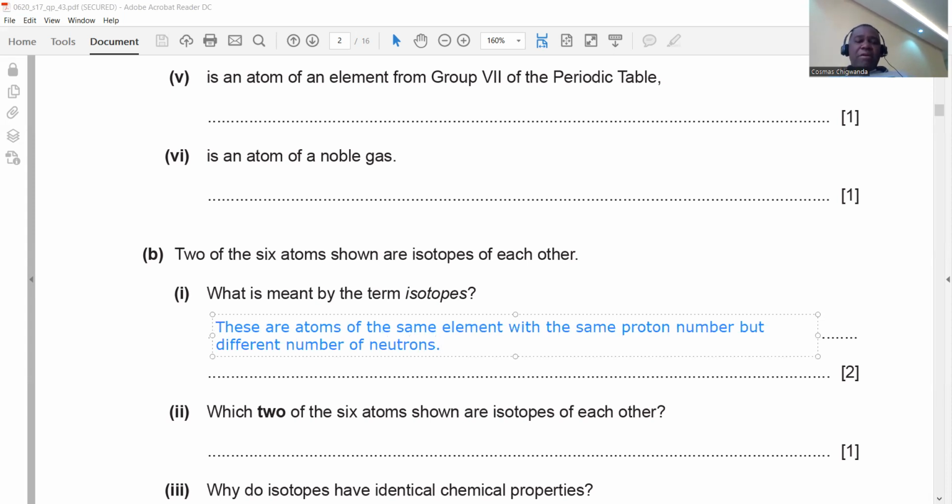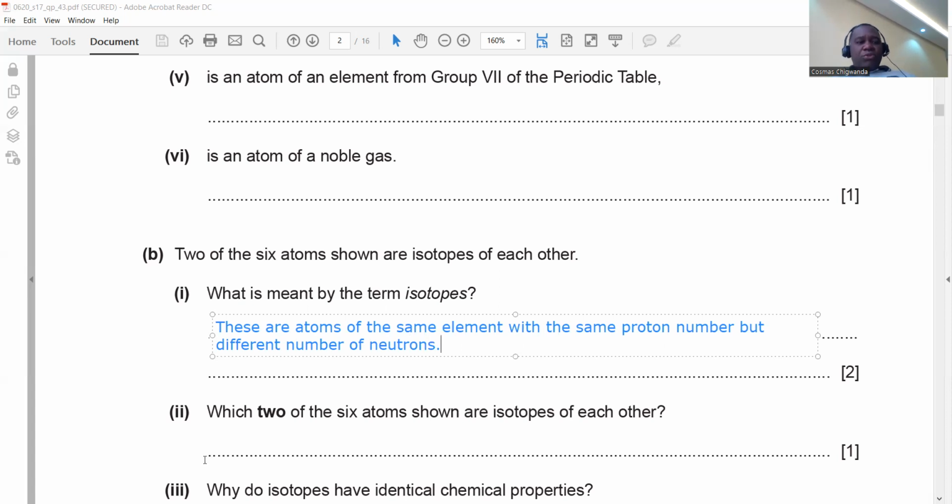So this idea that they are atoms of the same element, the examiner wants to say that they should have the same proton number, but what is different about them is that they have different mass numbers, or different number of neutrons. So this is the definition that you are supposed to have: isotopes, atoms of the same element, same proton number, but different number of neutrons.